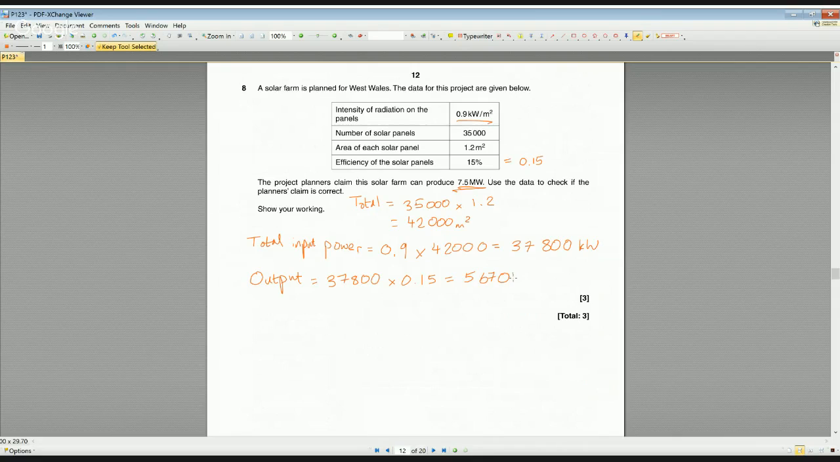5,670 kilowatts. So that would get us 2 marks. Now the question says we need to compare that to 7.5 megawatts. So it's important that we convert that into megawatts so we can do a suitable comparison. So we can just divide it by 1,000. That comes to 5.67 megawatts. And actually, that would probably be enough for 3 marks, but just for completeness here, that is less than 7.5 megawatts. So the project planners are incorrect.